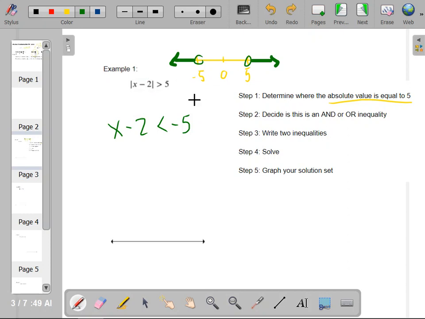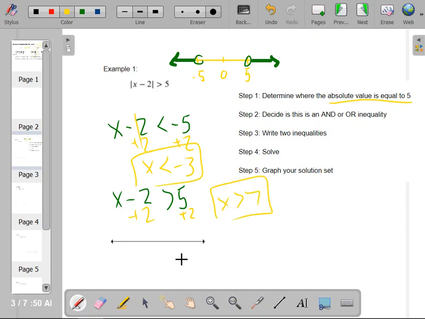But I want to know the numbers that are less than negative 5. So these are the numbers less than negative 5. Or greater than positive 5. To the right of 5 would be greater than 5. And again, you just take the x minus 2 and bring it down. These are one-step equations, so to solve those, that's very easy. You have x is less than negative 3, or when you add 2, you have x is greater than 7. So x is less than negative 3 or greater than 7.